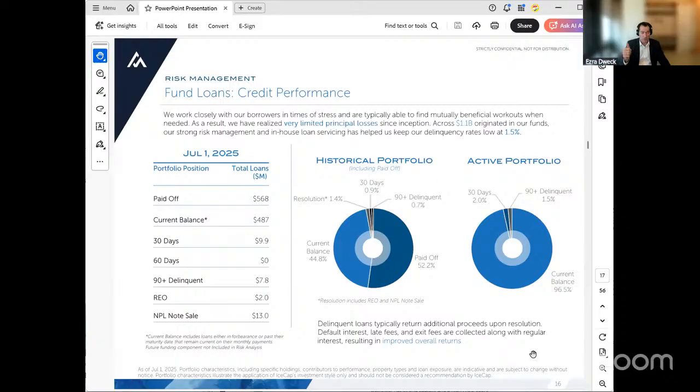And we stay on our loans really actively. We have a very, very active asset management team that gets ahead of issues. Because of that, we're able to keep our delinquencies at about, I'm going to say, a third to a fourth of where even our best in class peers are. And that means really protecting your money aggressively.